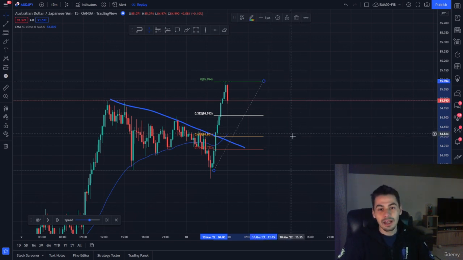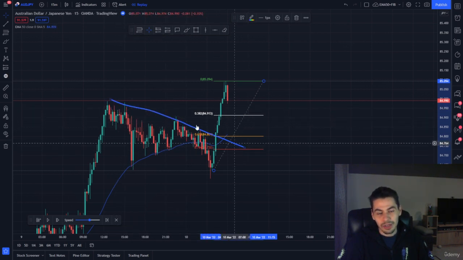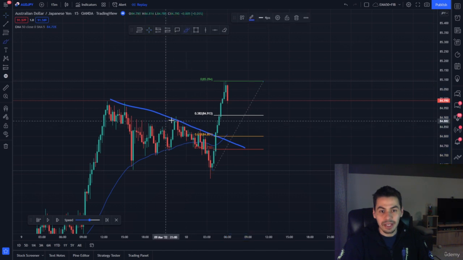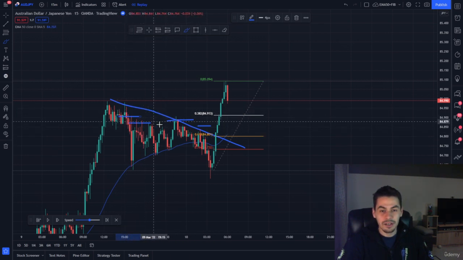And in this case, as you can see, the structure that was mainly broken is this line right here. So as an entry and as a confluence with the fib, we will take the 382. So we will be taking this level, which held for some time. As you can see here, these are some nice sellers hotspot, as if you want to call them this way.